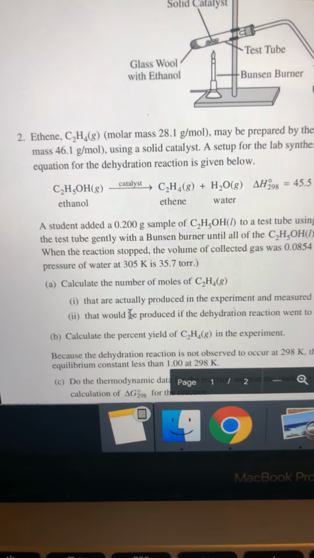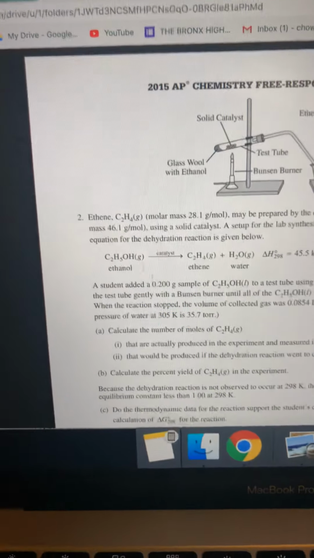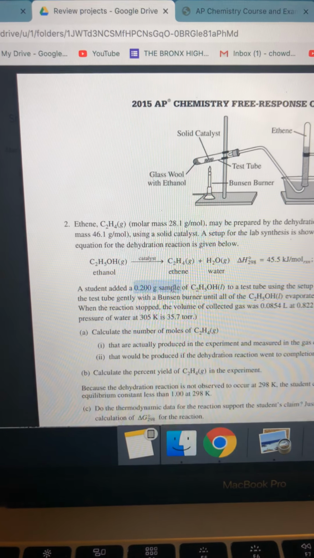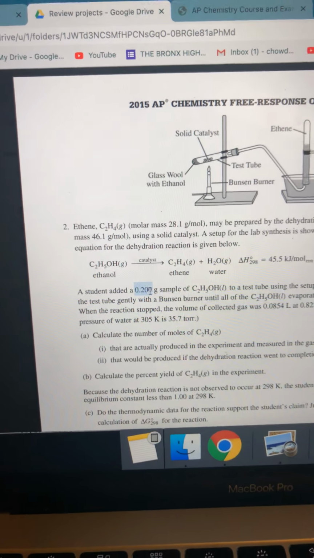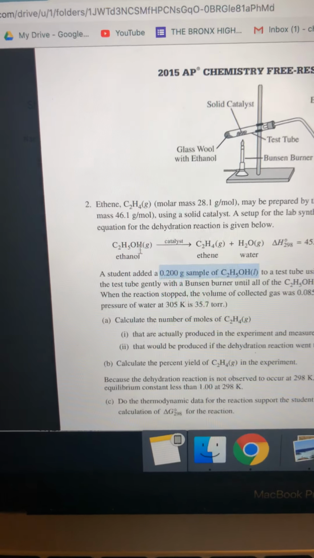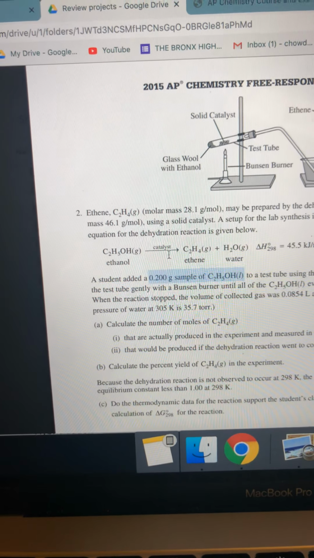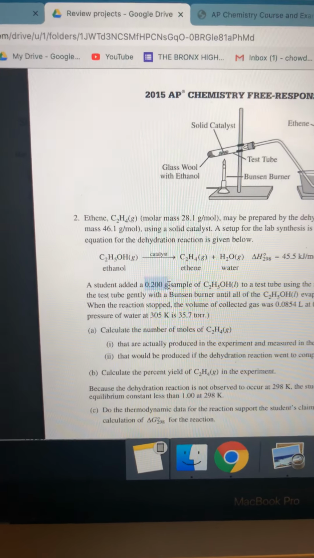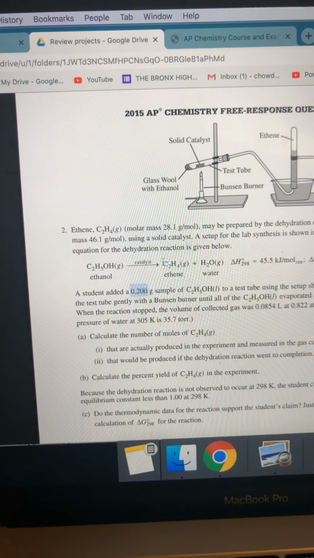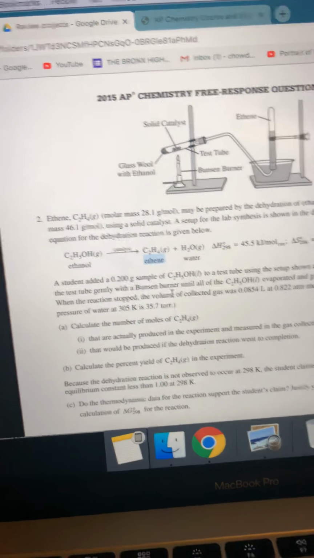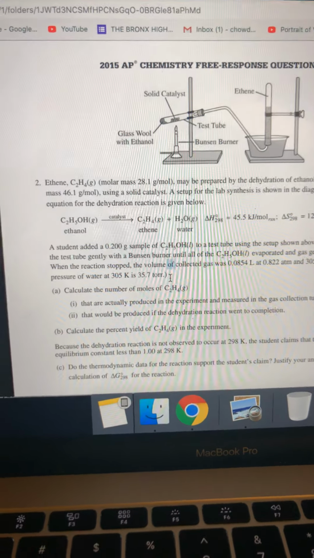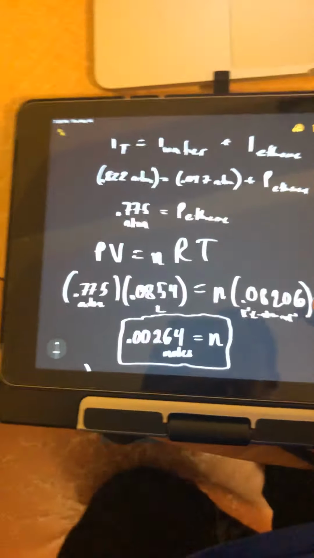Now part 2 says that they want a theoretical yield. The key for this part of the question is to use the 1-to-1 ratio right here in the reaction. We're going to use this fact to help us figure out the number of moles of ethene, and this is all theoretical. The actual yield used all the facts they gave us about the ideal gas law. Let's see how I did it.